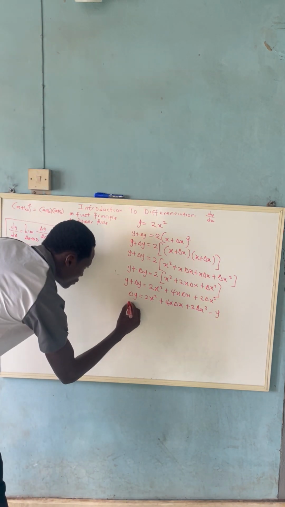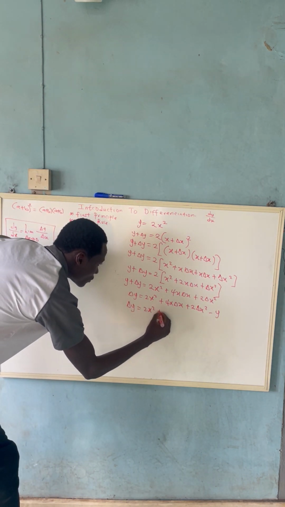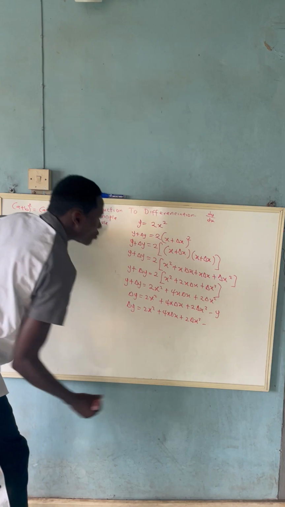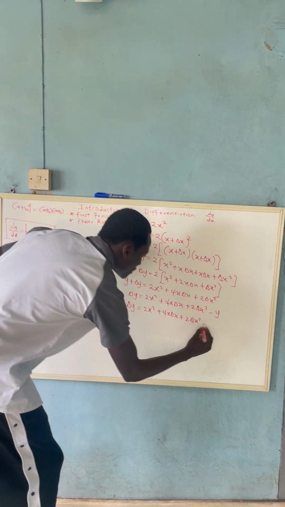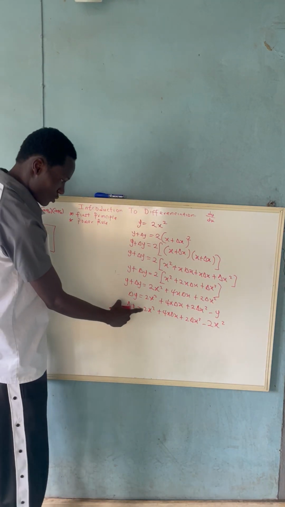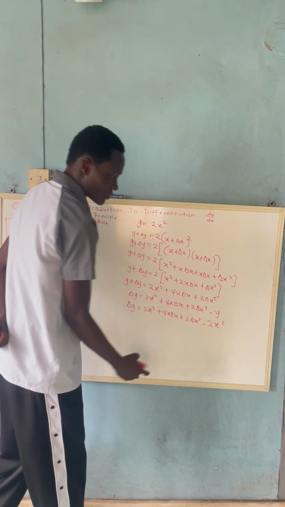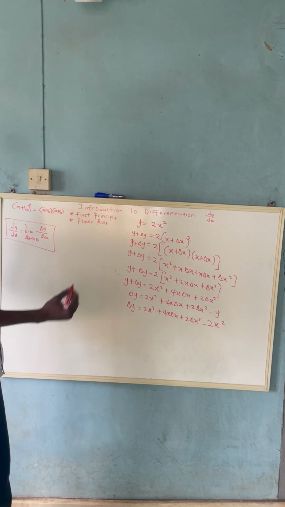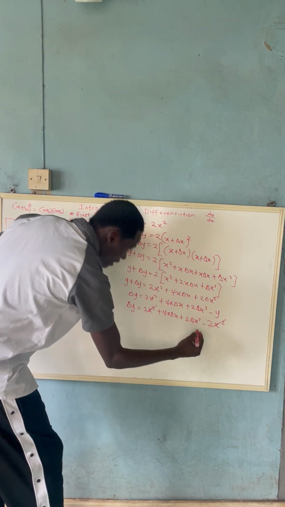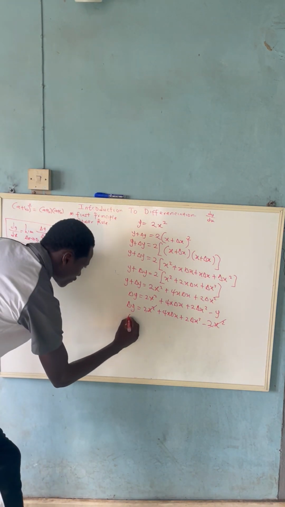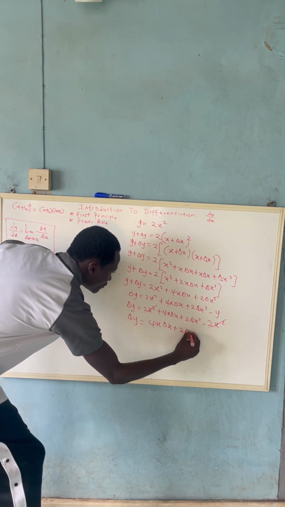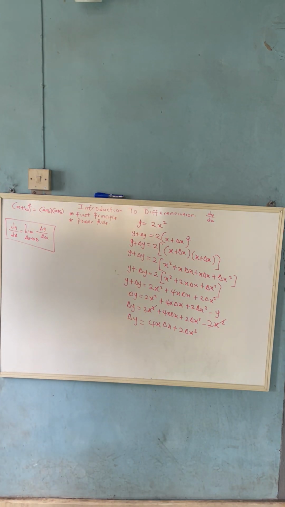Definitely, we have change in y equals 2x squared plus 4x change in x plus 2 change in x squared minus, what is y? 2x squared. So notice something here, we have a positive 2x squared. Here we have a negative 2x squared. They are the same magnitude, but they have different signs. So we can cancel them out together. So we'll be left with change in y is equal to 4x change in x plus 2 change in x squared. We are almost there.